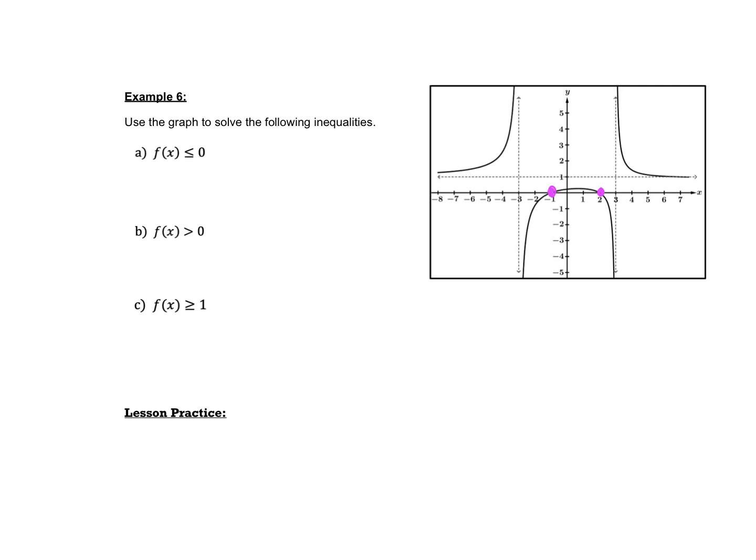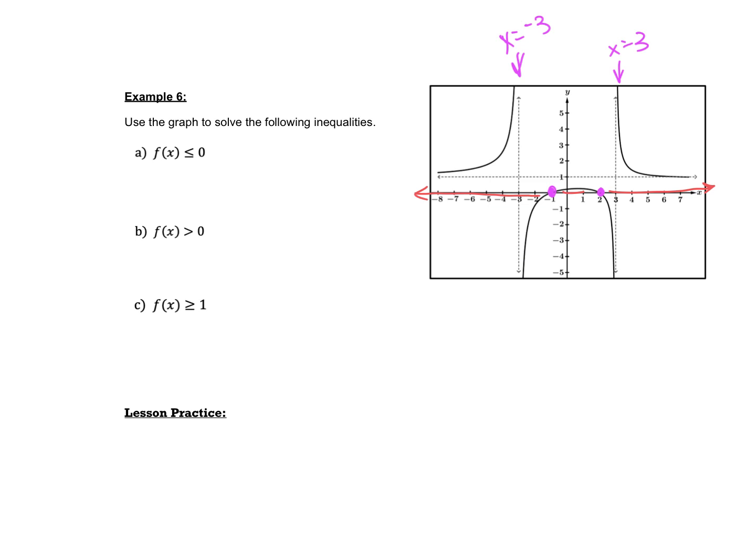Now, it wants me to find where this picture is less than or equal to 0. Well, by 0, it means the x-axis. So we're looking for where this picture is below the x-axis. Where is it below the x-axis? Well, we've got to consider these asymptotes. This vertical asymptote happens when x is equal to -3, and this one is where x is +3.